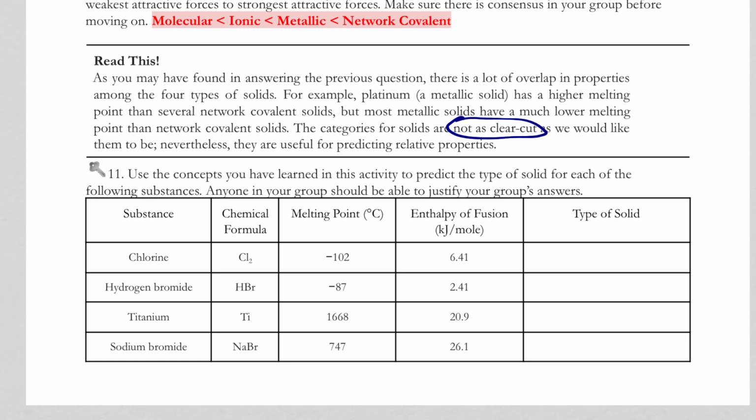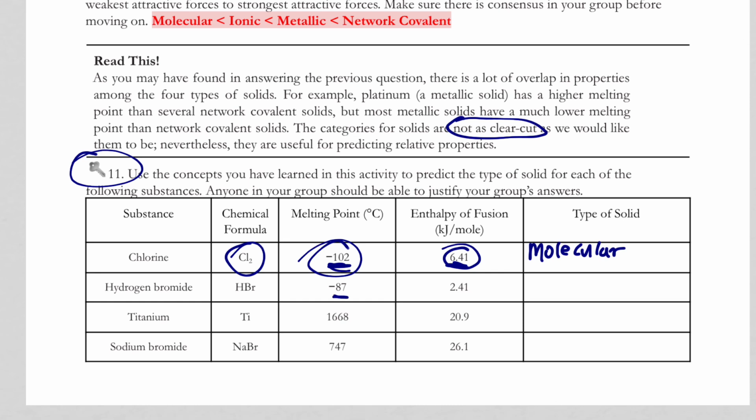So let's use that concept and apply it to this case here. This is one of the questions that you will need to answer as well. If you have chlorine, which has a very low melting point and a relatively low enthalpy of fusion, and it's also made up of nonmetals and nonmetals, what type of solid could it be? It should probably be thought of as a molecular solid, because it is very low in terms of its enthalpy of fusion as well as its melting point.